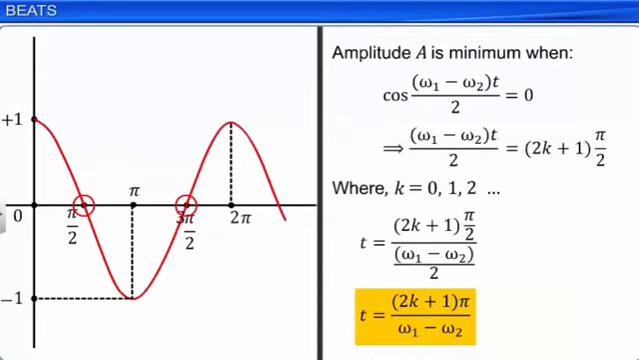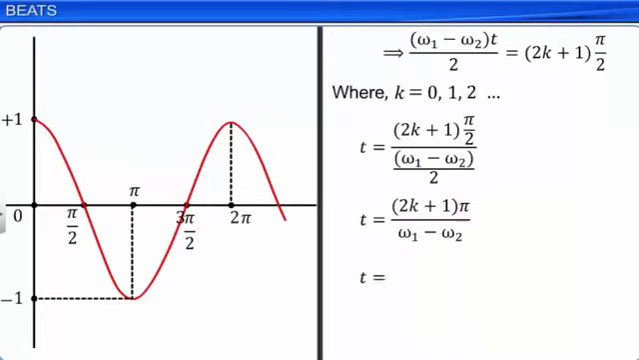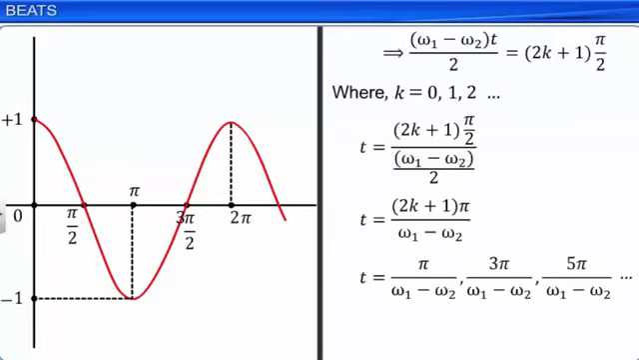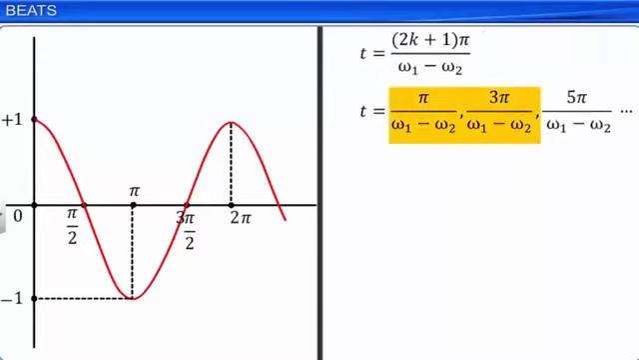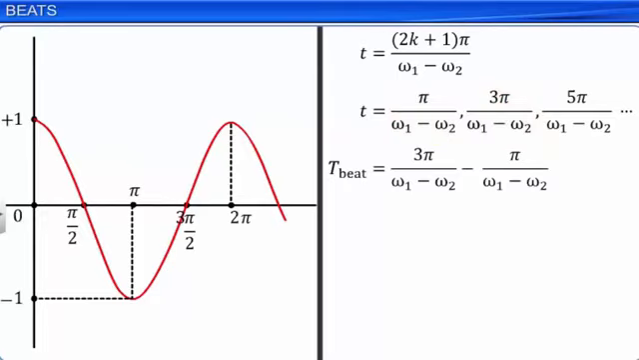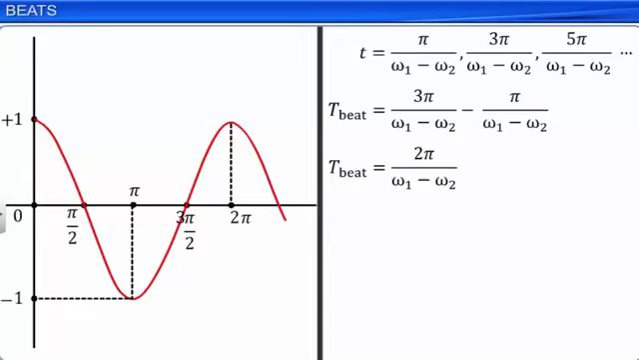Beat period, t beat, is the difference between two consecutive values of t. Therefore, t beat is equal to 2 pi by (omega 1 minus omega 2). Therefore, beat frequency, nu beat, is equal to 1 by t beat, which is equal to (omega 1 minus omega 2) by 2 pi. Substituting and simplifying the values of omega 1 and omega 2 in the above equation, we get nu beat is equal to nu 1 minus nu 2. Therefore, the beat frequency, nu beat, when amplitude is maximum or minimum, is the difference between nu 1 and nu 2.